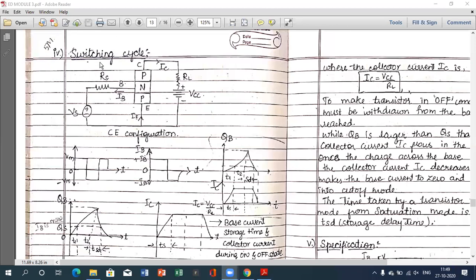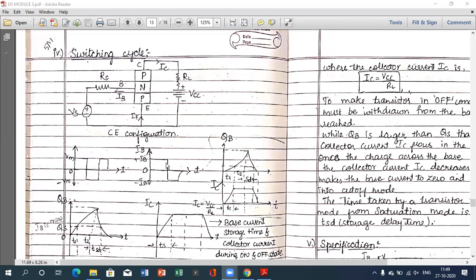Switching means on state and off state. So we are discussing this on and off with respect to time. Vs is the voltage which keeps the transistor in cutoff, saturation and active. Vcc is the DC voltage to provide the amplification, that is the collector current. Here the emitter is common, therefore it operates in common emitter configuration.